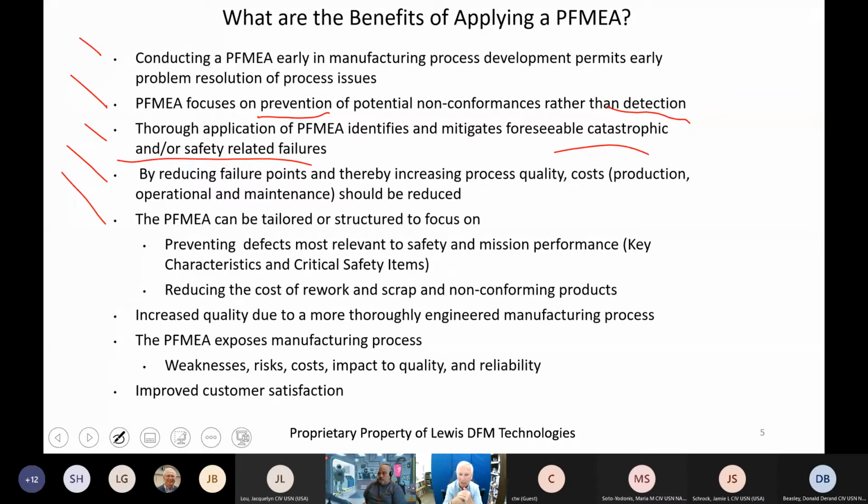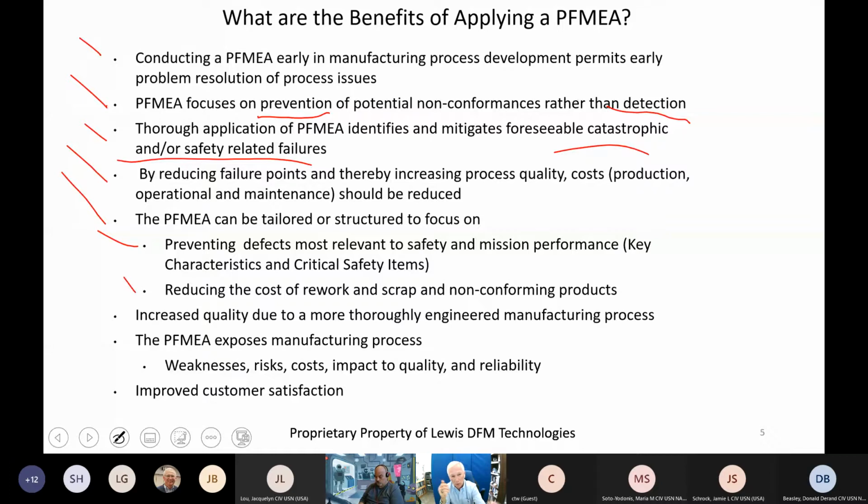The PFMEA can be tailored or structured to focus on preventing defects most relevant to safety and mission performance, whether they're critical safety items or key characteristics. Key characteristics and critical safety items will probably get more attention in the PFMEA ratings and activity, to make sure that we really focus in on those, because we know there's more payback and more savings that are going to come from that, along with ensuring mission safety and mission critical activities.